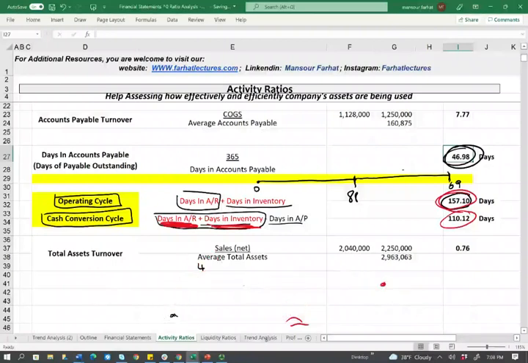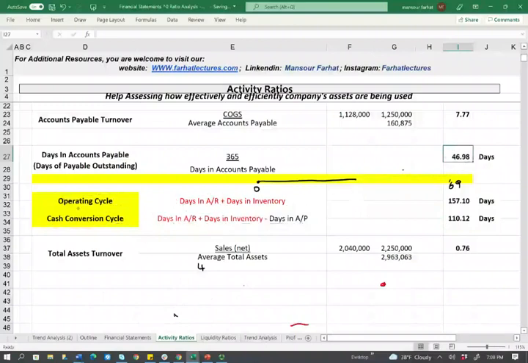Last but not least is the asset turnover or total asset turnover. This is another efficiency ratio, and it's telling us on average how efficiently we are using our total assets to generate sales. How do we compute this? We'll take sales and divide sales by average total assets. Again, why average? Because sales is an income statement number. And here it gives us 0.76. What does that mean? It means for every dollar in assets we have, we are generating 76 pennies in sales.